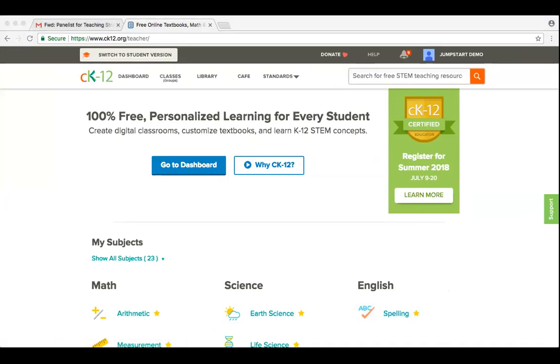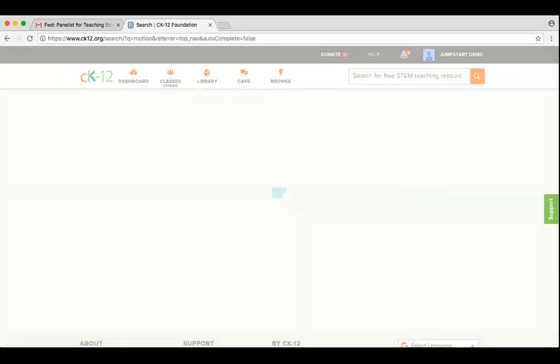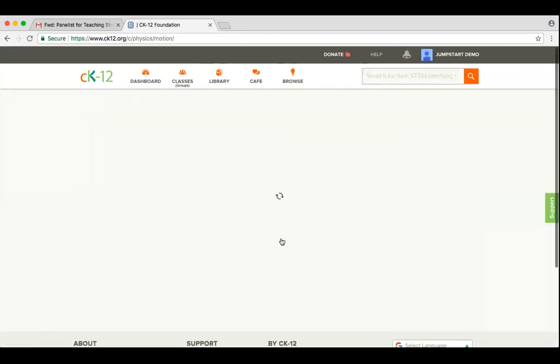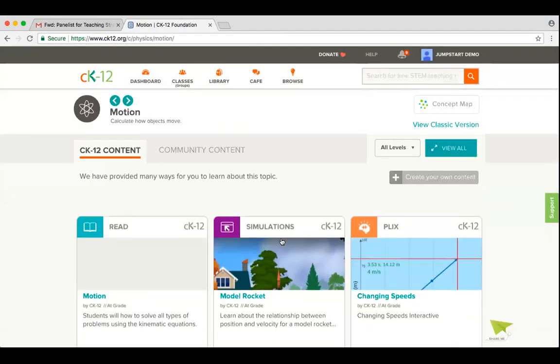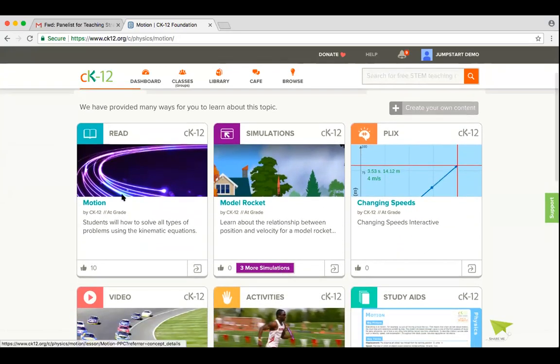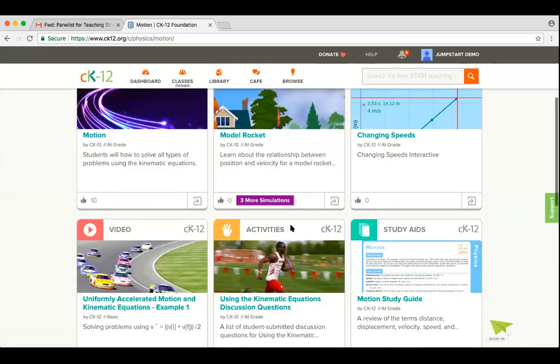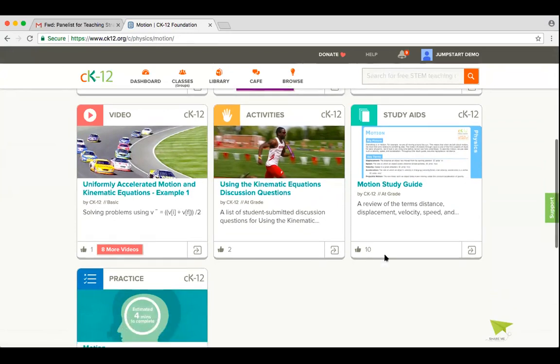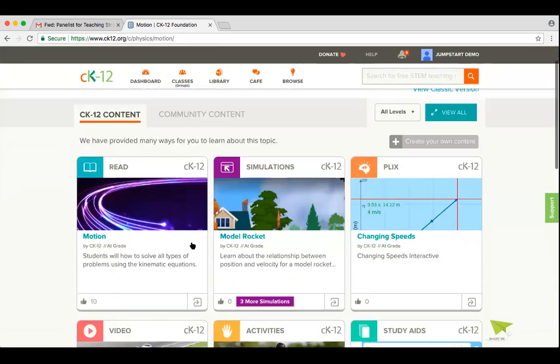All right, so here we go. From the CK-12 homepage, we're going to go search for a concept. Like I had brought up motion there. So I'm going to type it in, and you'll see that we offer a physics concept of that and then a general concept. So motion. And this gives me all the modalities for motion. So you can see this is what we saw. We have one read, four simulations, one here and three more there. Applics. We have 1 + 8 video, 9 videos, an activity study aid, and then our adaptive practice. So this is how you find concepts.